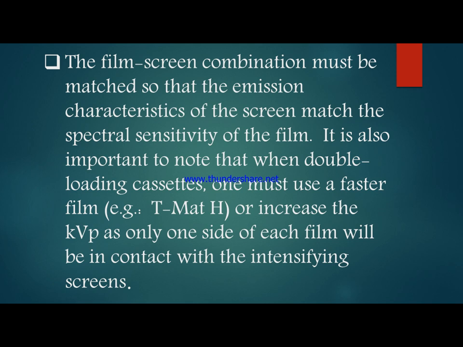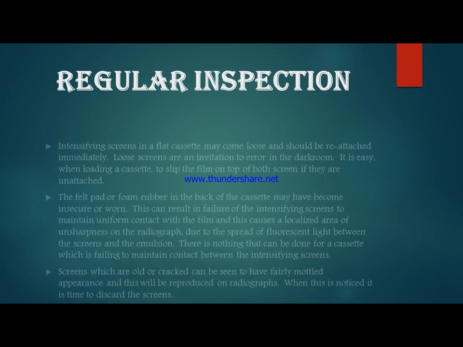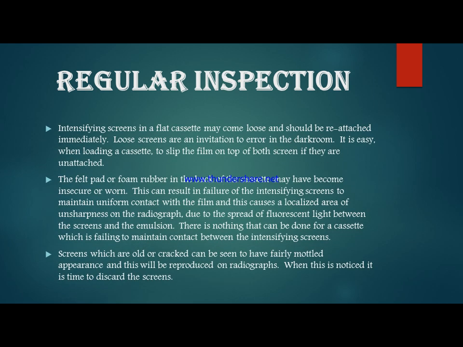It is also important to note that when double loading a cassette, one must use a faster film or increase the kVp, as only one side of each film will be in contact with the intensifying screens. In regular inspection of intensifying screens, a screen in a flat cassette may come loose and should be reattached immediately. Loose screens are an invitation to error in the darkroom.